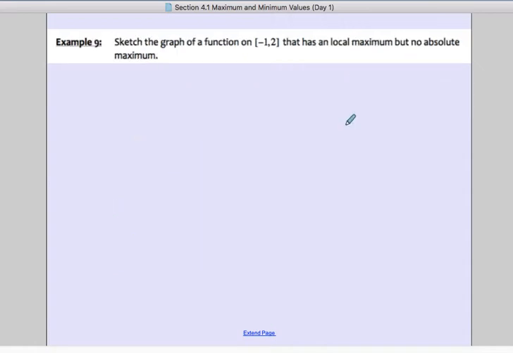So there it is. There's two options of an example that has this case. Last one, sketch something on the interval from -1 to 2 that has a local max but does not have an absolute max. Okay, so we're going to have something like that. Think about how that could occur.